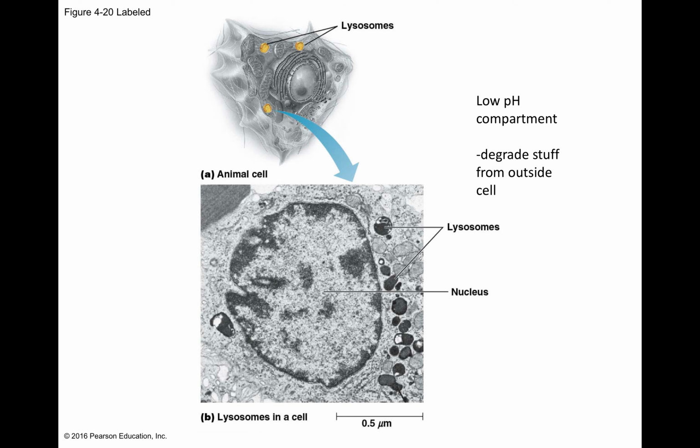The lysosomes that we mentioned before are a low pH environment inside the cell. They degrade stuff that comes from outside the cell and organelles that are being recycled within the cell. So if there's a protein being recycled within the cell, it does not go to the lysosome, but if it's a whole organelle, it will. And stuff from outside the cell will be degraded inside the lysosome.